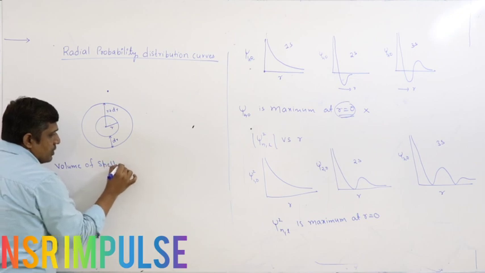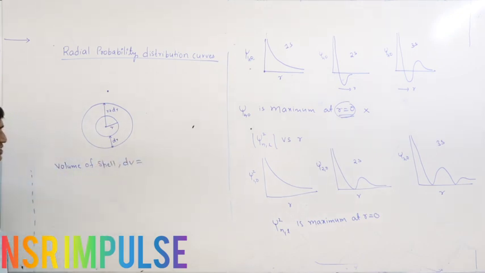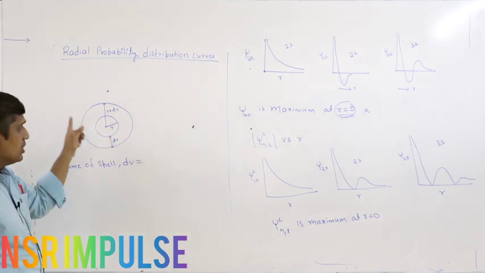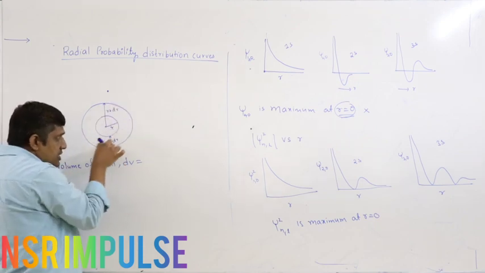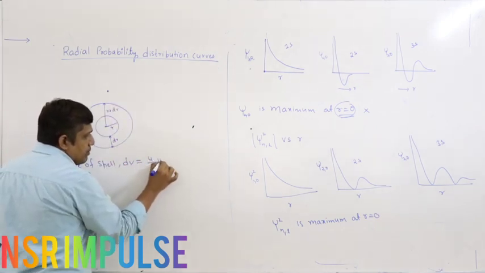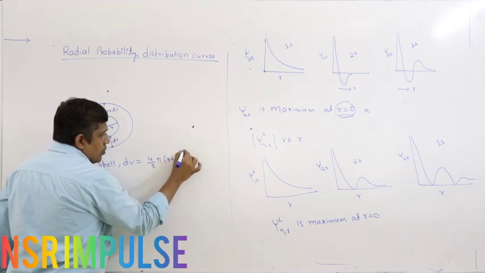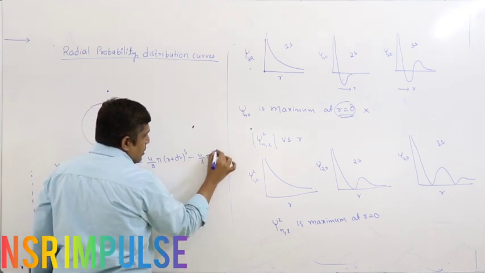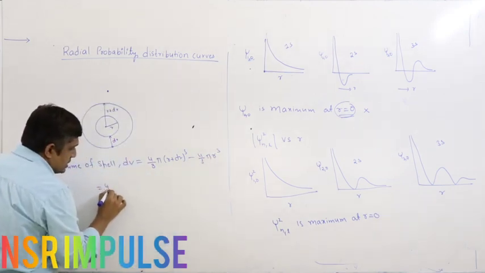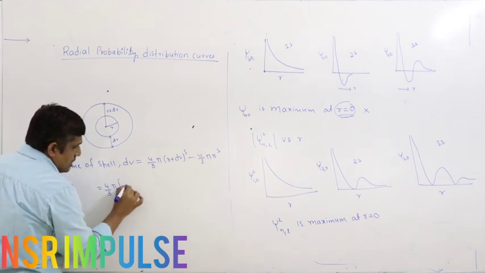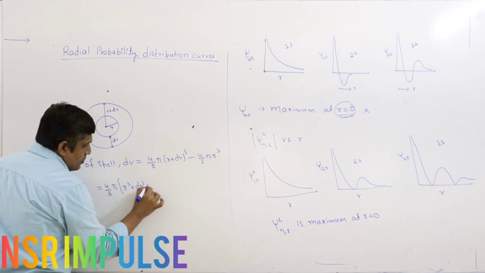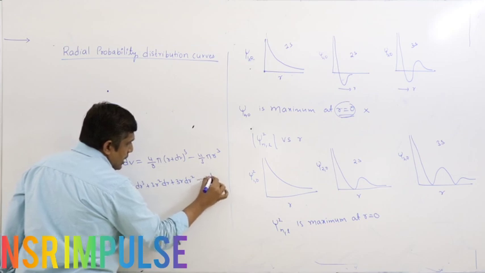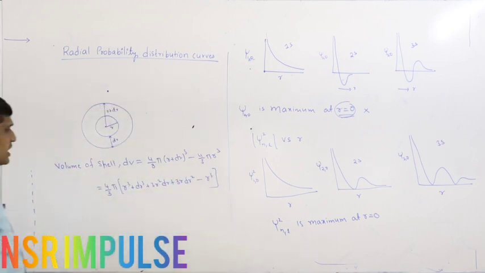What is the volume of this shell dV? Larger volume minus smaller volume. The volume of the larger sphere is 4 by 3 pi (r plus dr) whole cube, minus the volume of the inner sphere, that is 4 by 3 pi r cube. So I can take 4 by 3 pi common. This is r cube plus dr cube plus 3r square dr plus 3r dr square, minus r cube. So I can cancel r cube.